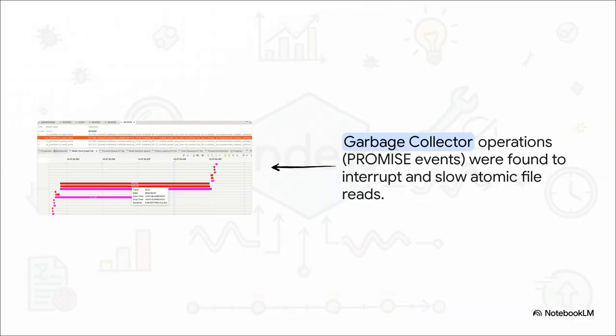Node Compass showed that the promise version was creating a ton of tiny temporary objects. And what does that do? It triggers the garbage collector over and over again. You can see those little events popping up. Each one pauses everything just for a split second, interrupting the file read and adding all these tiny delays that just pile up into a big performance problem.